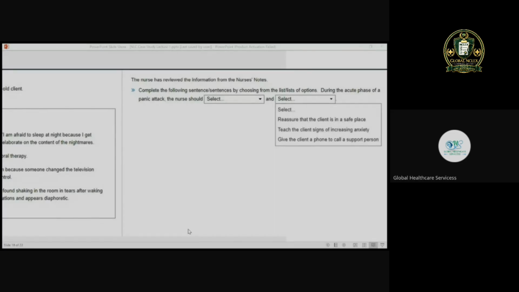Why should you not teach the client signs of increasing anxiety? Because teaching can happen at any other time. During the acute phase, your patient has a reduced attention span. This is not the right time to teach. You can teach at another time what to do if it happens again. Give the client a phone to call a support person? Is the patient in his senses during a panic attack to call a support person? No, you are the support person at that time.